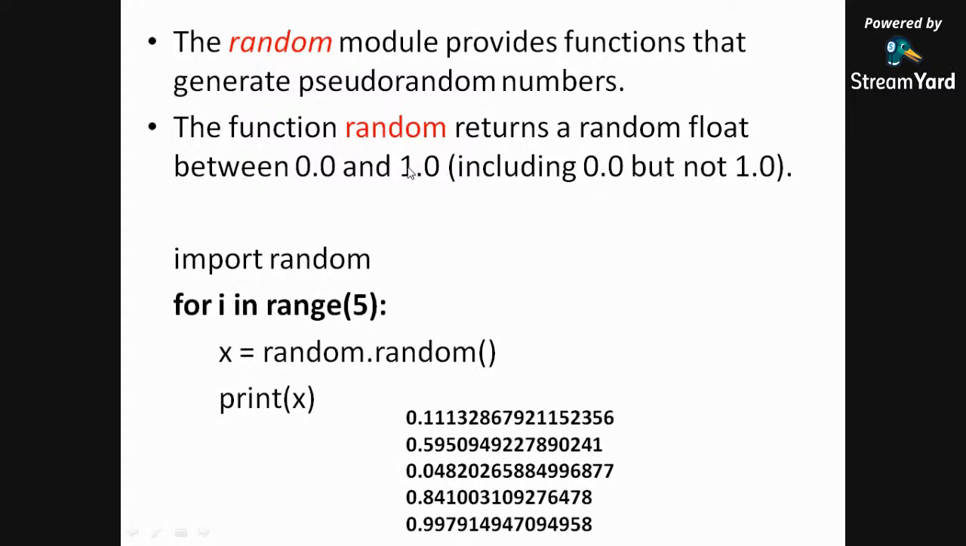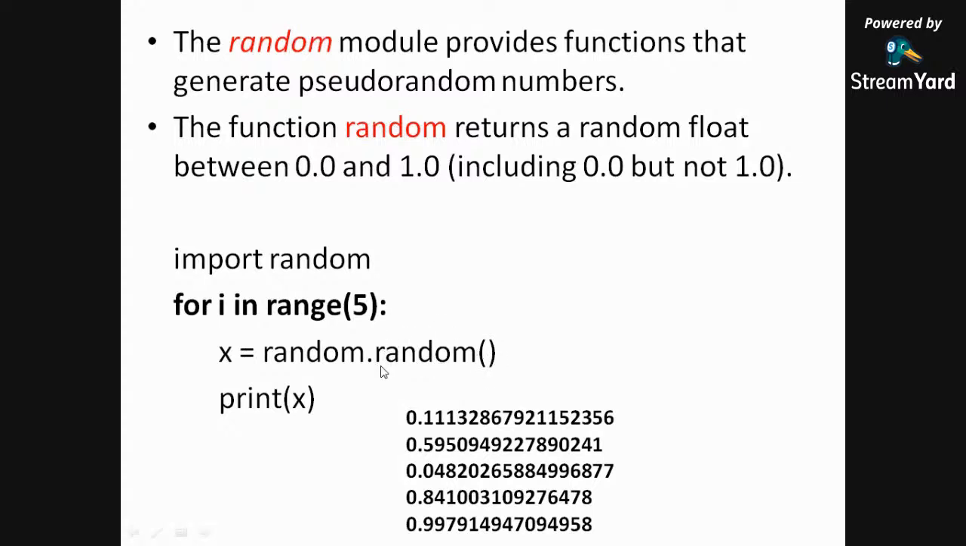That means it returns up to 0.999999 but not 1.0. So how do we generate such random numbers? You can see an example here. I have imported the module called random. Then inside the loop, for i in range 5, I want to generate a random number. So I have to use the random function which is available in the random module. That's why I have to say random dot random. The first random before the dot indicates the package name, and the second random after the dot indicates the function name.